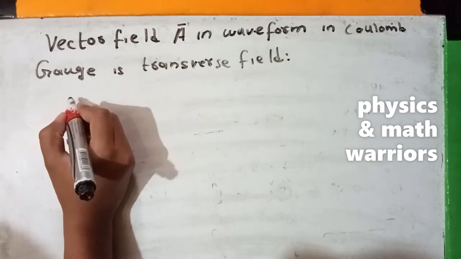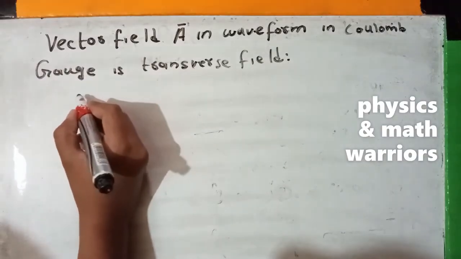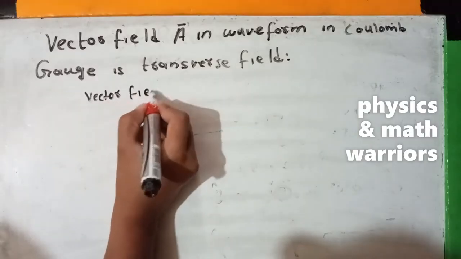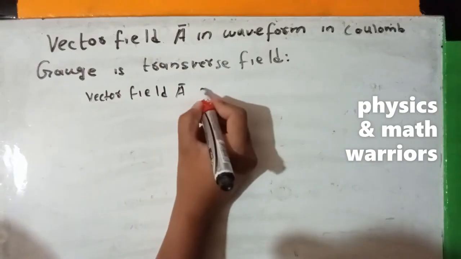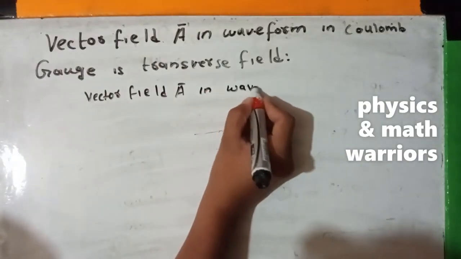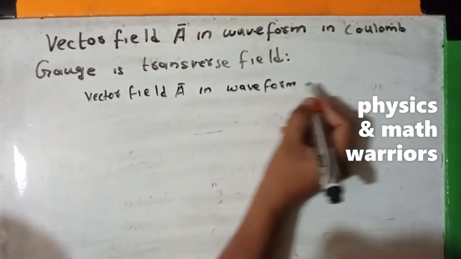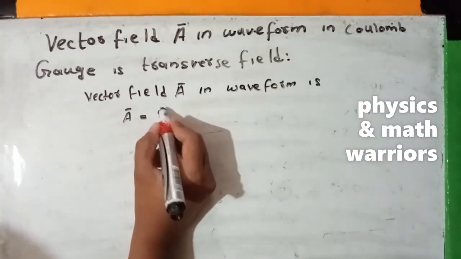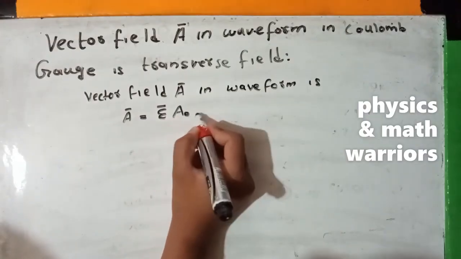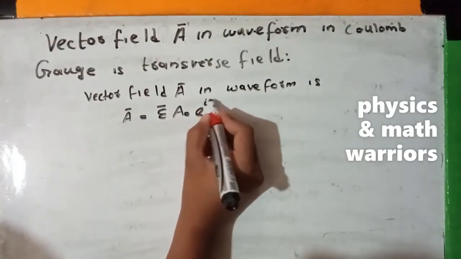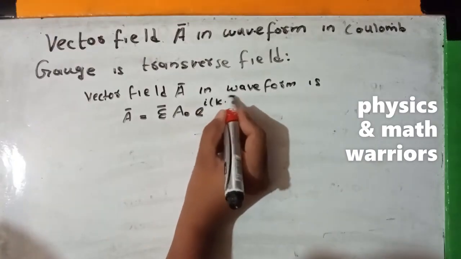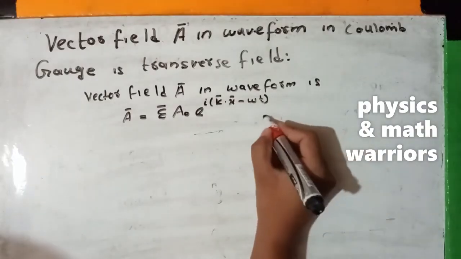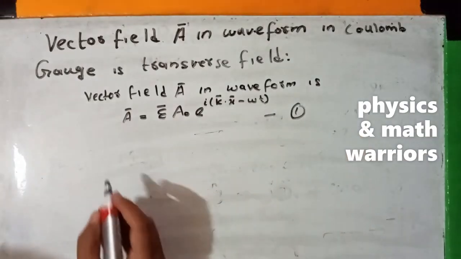First of all, we write vector field A in the waveform. So this becomes: vector field A in waveform is A = epsilon A naught exponent iota (k dot x minus omega t). This is equation number 1.